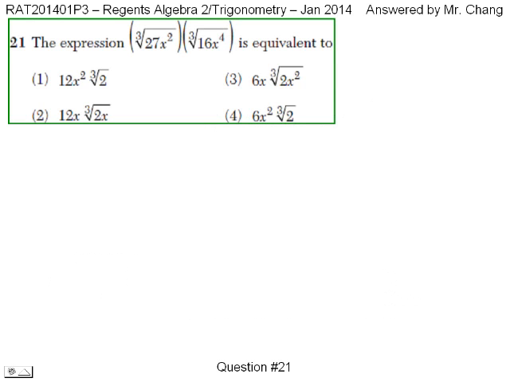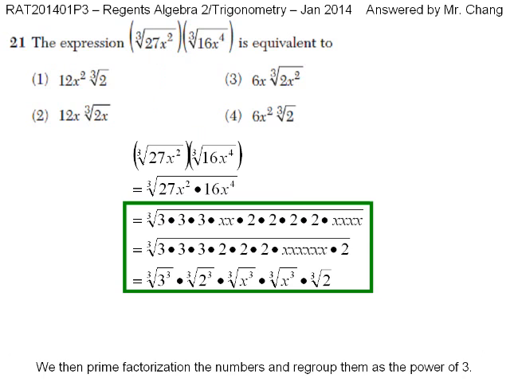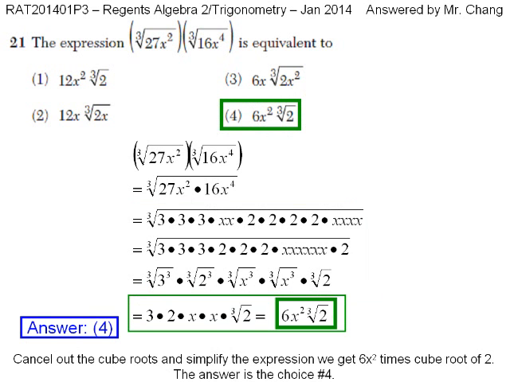Question number 21. We can simply put these two radical numbers together because both of them are cube roots. We then prime factorize the numbers and regroup them as the power of 3. Cancel out the cube roots and simplify the expression. We get 6x squared times cube root of 2. The answer is choice number 4.